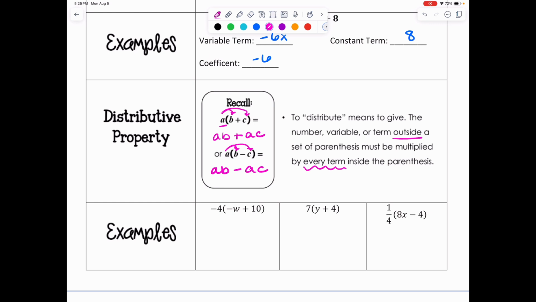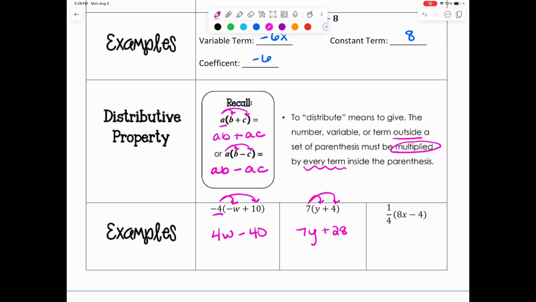So outside, we have negative 4. That needs to get distributed through the parentheses. And when we say distribute, remember, we are multiplying. That's really important. So negative 4 times negative w, which is really negative 1w, would be 4w. Negative 4 times 10 would be negative 40. So our answer is 4w minus 40. In the second example, we have 7 times y, which is 7y, and 7 times 4, which is positive 28. So our final answer would be 7y plus 28.